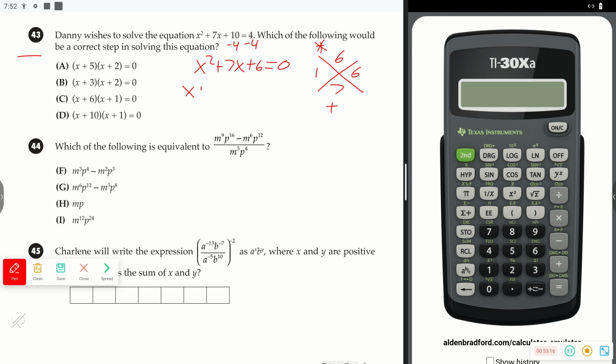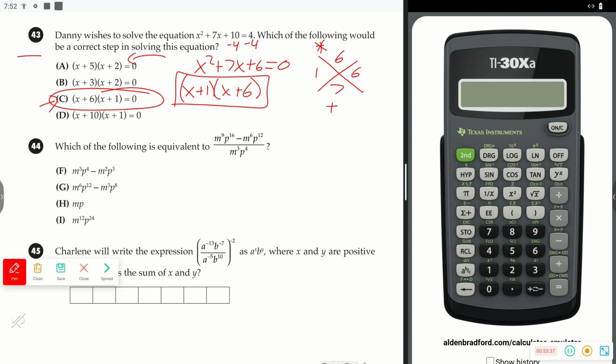So we just have x plus 1, and then we have x plus 6. And this is the factors. And this time, we're actually looking for the factors. We're not looking for the solutions. And this one matches, but it's actually reversed, x plus 6 and x plus 1. But those are the same thing. So the answer is, in fact, C.